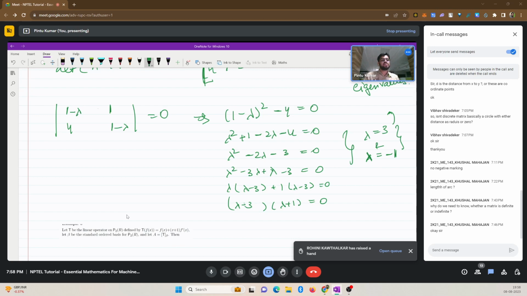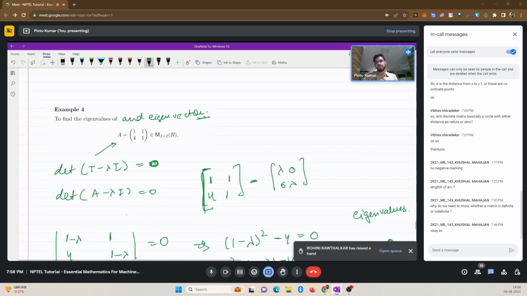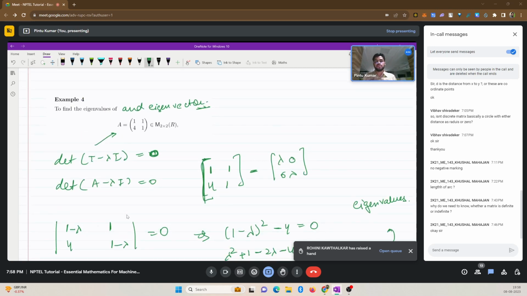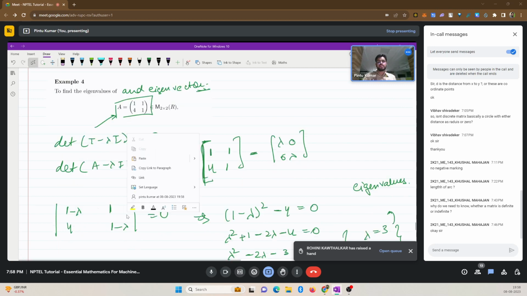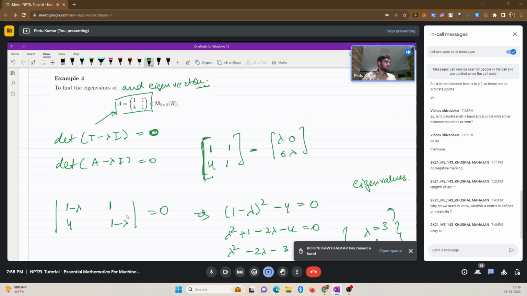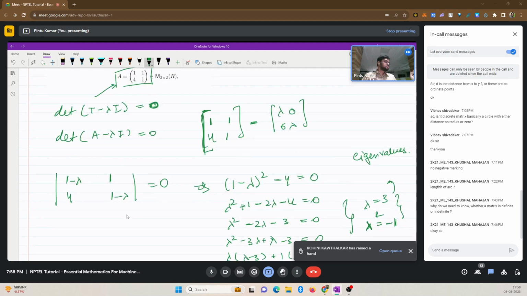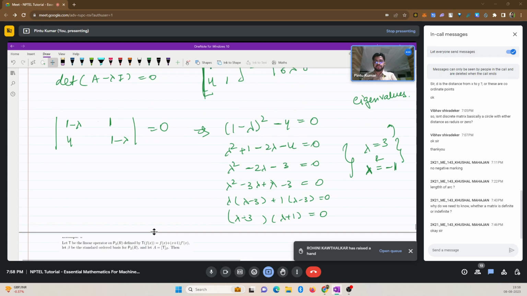Okay. So just a quick takeaway. If you have a matrix A, you are just going to find determinant of A minus lambda I and equate it equal to 0. And when you are solving this, whatever values of lambda you get, those are your eigenvalues for that matrix. Now if you have to find eigenvectors, I'll just find for one of them.